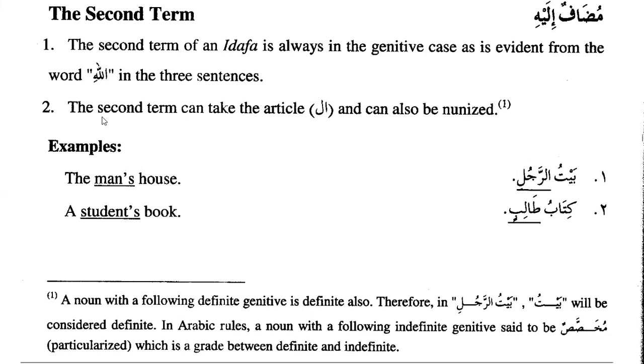So you learn two things basically here. First thing, mudaf ilayhi is always majrur. Always, it must be majrur. We don't have any other choice. And second thing, with mudaf ilayhi you can use the article al, and you can use the tanween of kasratain only. Okay, no fathatain, no dammatain, only kasratain.